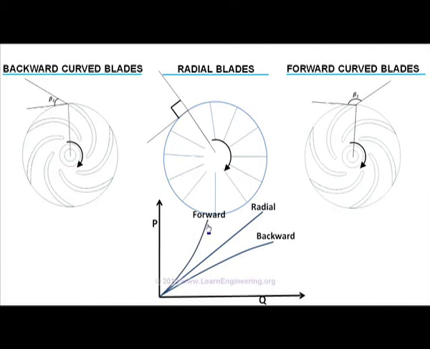This will lead to burnout of motor. So backward curved blades, which has got self-stabilizing characteristics in power consumption, is the most preferred one in industry. To know more practical aspects of centrifugal pumps, check the second video.